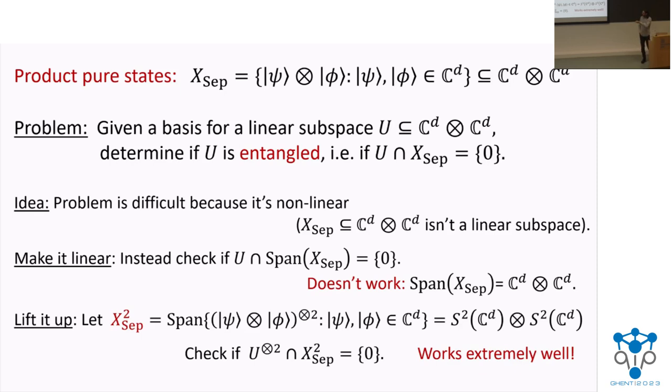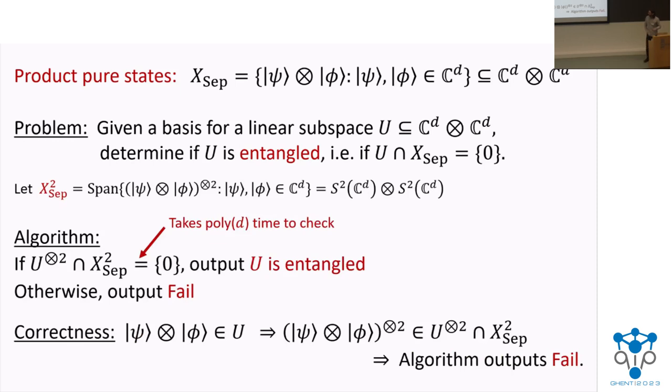And what you do is just check if U tensor twice has any intersection with this set I'm calling X sep 2. It turns out that this is non-trivial now. I mean, X sep 2 is no longer the entire Hilbert space, so there could be something non-trivial going on, and it turns out that this very simple algorithm actually works very well.